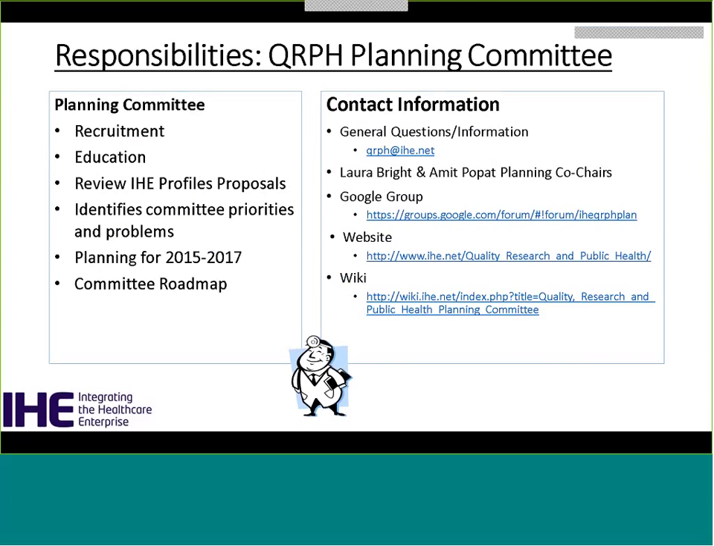Some of the responsibilities of the QRF Planning Committee are listed on the left: planning for each cycle, committee roadmap, and so on. For general other questions and information, you're welcome to email qrf@ihe.net. There are the two planning co-chairs, Laura Bright and I. There's a Google group, the website, and a wiki. Some of the things we also do are education, this webinar, review of the profile proposals, and figuring out what the industry is in higher need of, as well as laying out the committee roadmap.